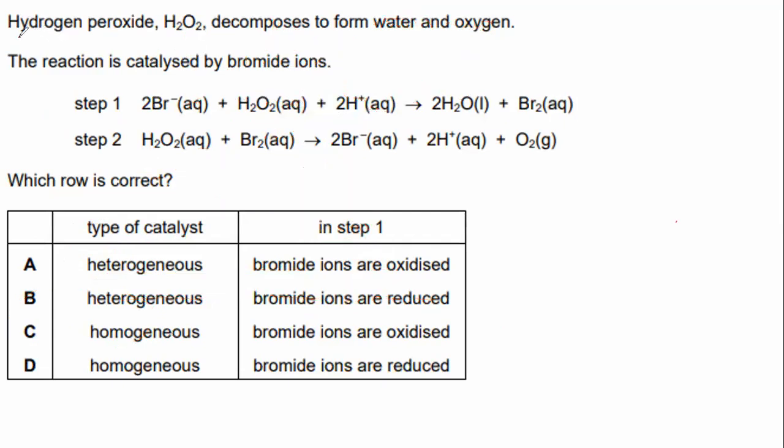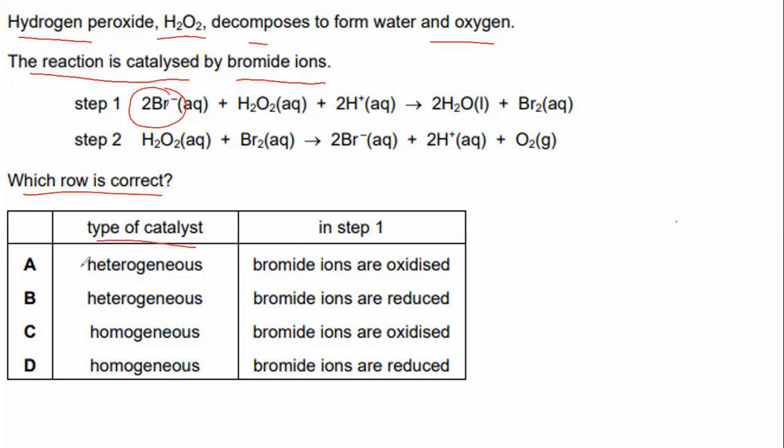Right. Hydrogen peroxide H2O2 decomposes to form water and oxygen. The reaction is catalyzed by bromine ions. Br minus is the catalyst. So which one is correct? Type of catalyst, heterogeneous or homogeneous?